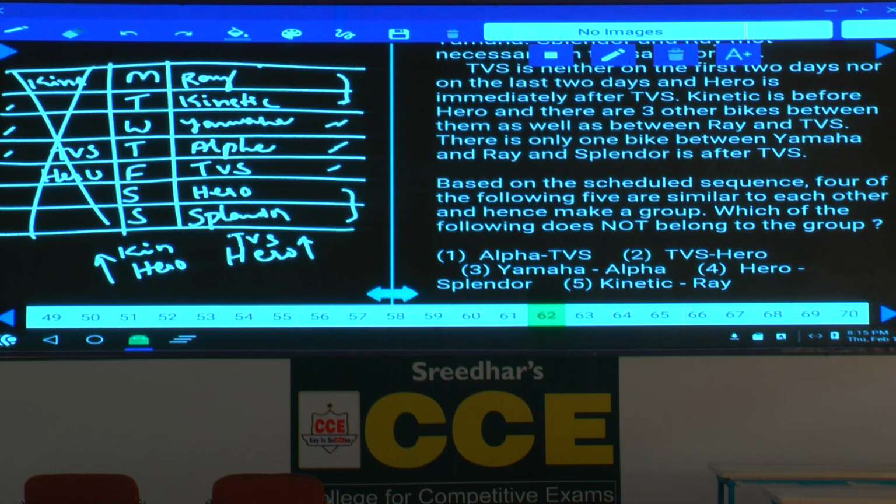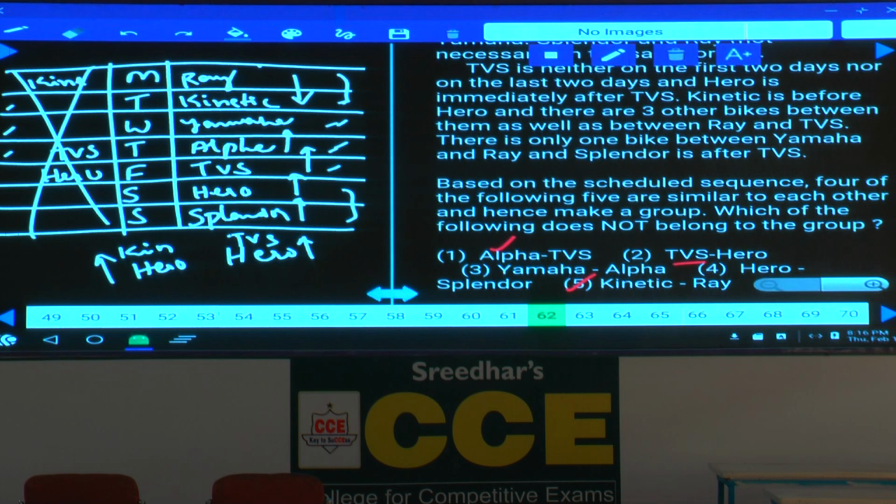As all these are adjacent to each other, we need to identify the order. Alpha is immediately above TVS, and TVS is immediately after Hero. Yamaha is immediately after Alpha, and Hero is immediately after Splendor. Kinetic is immediately below Ray, except in choice 5; in the remaining choices, the first vehicle is immediately above the second vehicle. Done with this? 62 is choice 5.